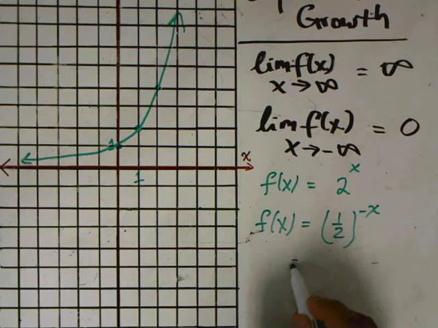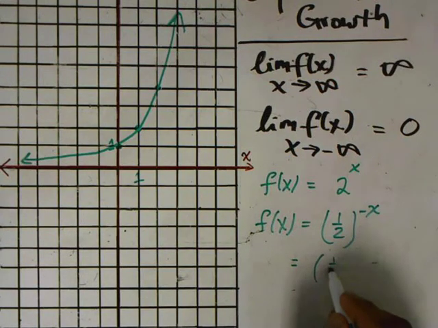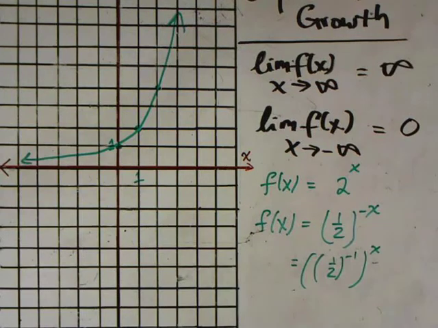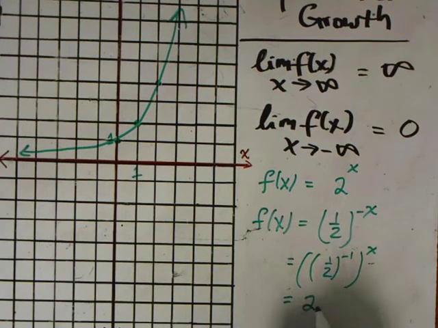So this is really saying 1/2 to the negative 1, to the x. What I'm trying to do here is to make the variable positive, and take it one more step further. 1/2 to the negative first power is just taking the reciprocal, so that's 2 to the x. So I can say that 1/2 to the negative x is the same thing as 2 to the x.